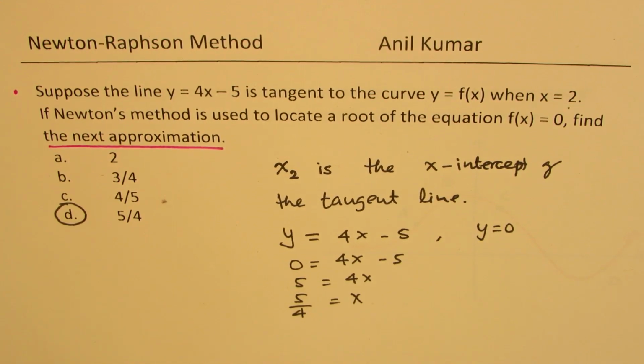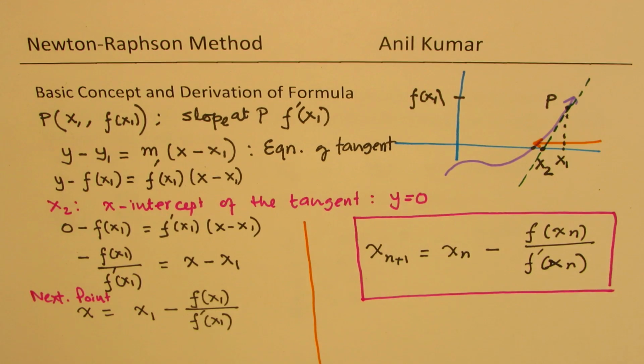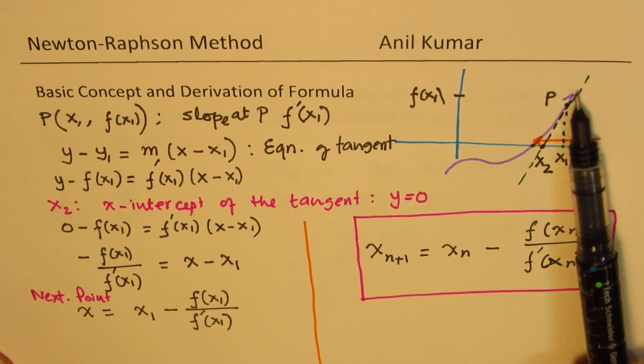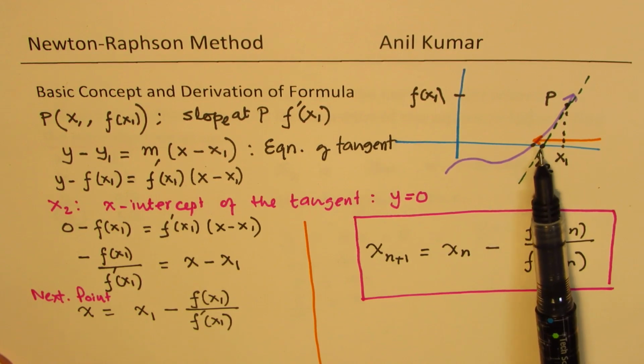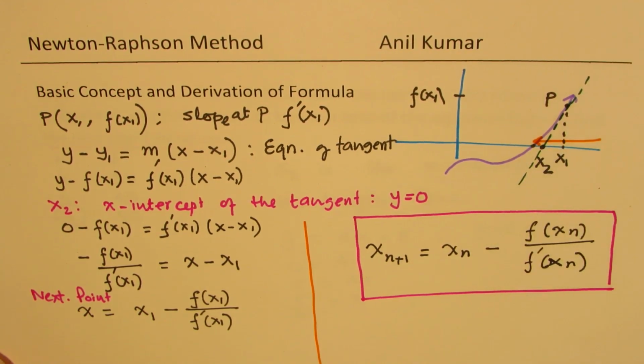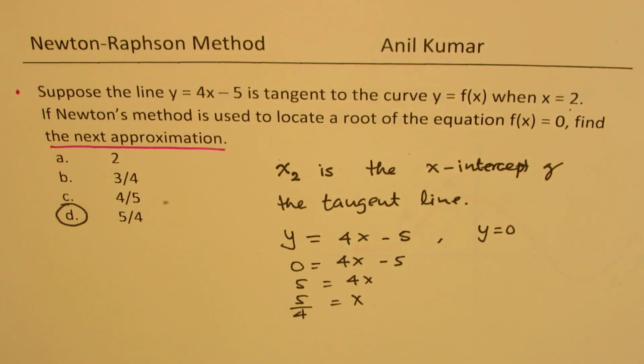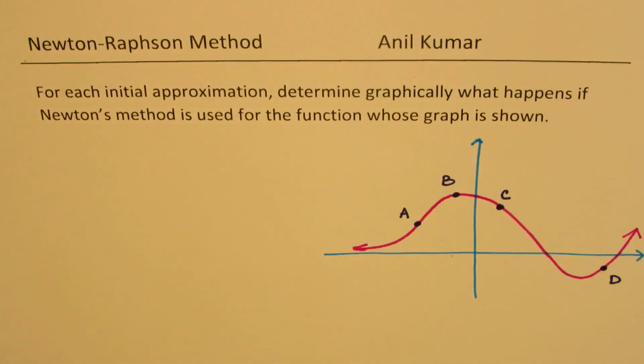So let's recall, understand this process, right? So the idea was that if you start from one point, and then take a tangent line, the next point is the x-intercept of that tangent line. And this question is basically based on that concept. Is that clear to you, right? So let's take another question.